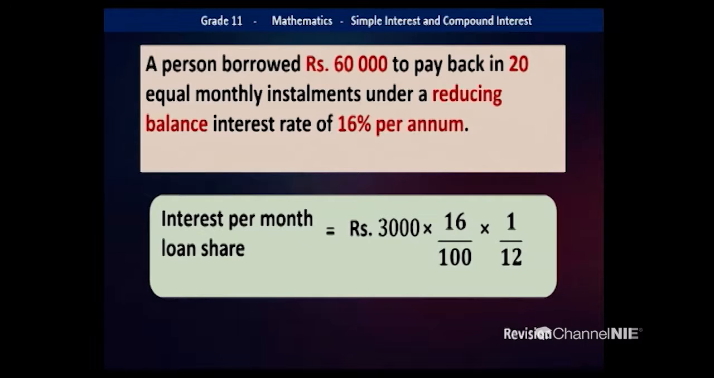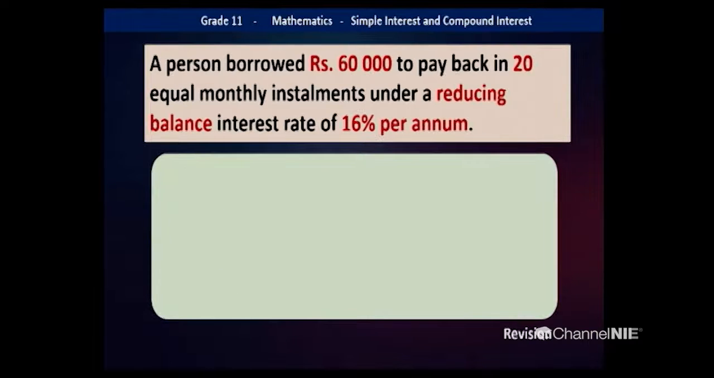Once you simplify this, 3,000 divided by 100, answer is 30. Again, 30 and 12, you can divide by 4. Sorry, 16 and 12 you can divide by 4. Answer 4 and 3. Then you can again divide 30 by 3. Answer is 10. Then 10 into 4, 40. Then interest for a monthly unit, I will call like that. Interest for a monthly unit per month, 40 rupees.